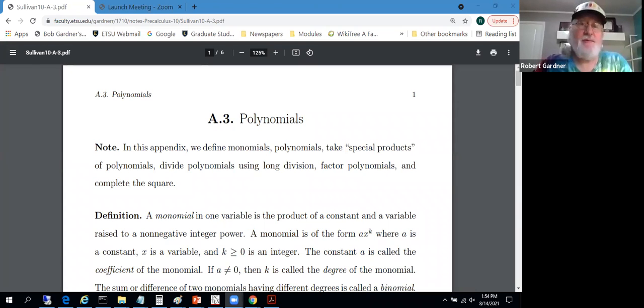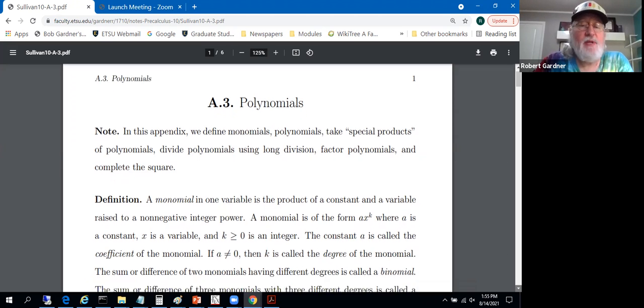Welcome to Appendix A3. So now we're going to look at polynomials. In this appendix, we'll define a monomial, a polynomial. We'll take special products of polynomials. We'll use regular old long division to divide polynomials and find remainders. We'll factor polynomials and we'll complete the square. The completion of the square sort of in preparation for deriving the quadratic equation.